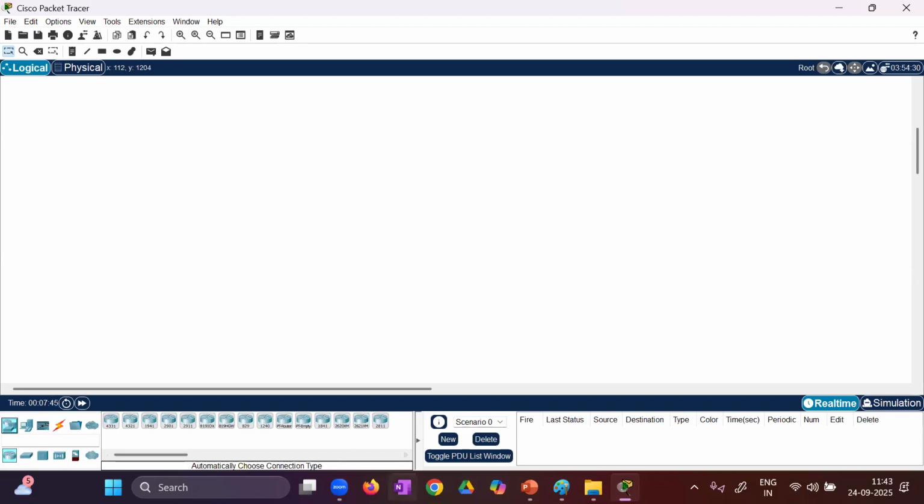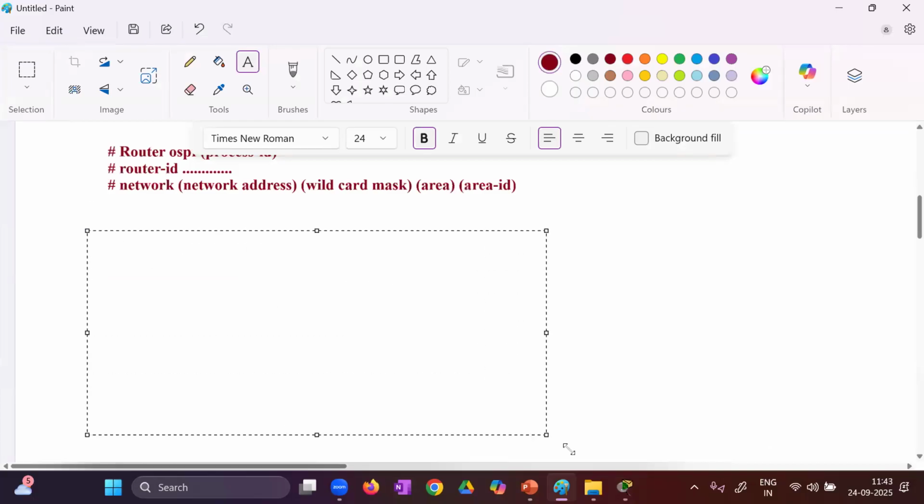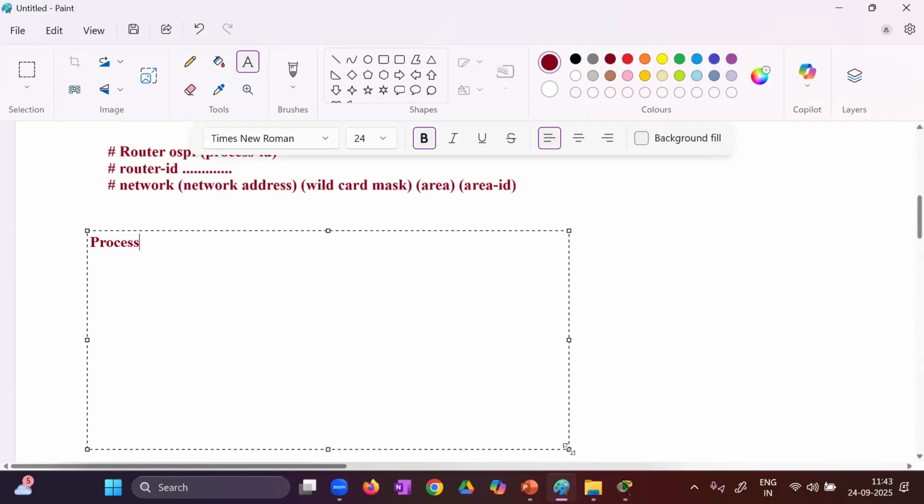So what will you write here? Process ID is used to separate the configuration for better management of the network and easy troubleshooting.